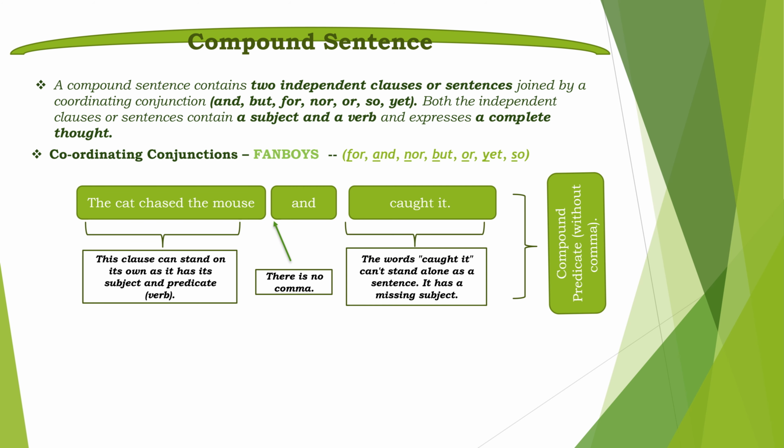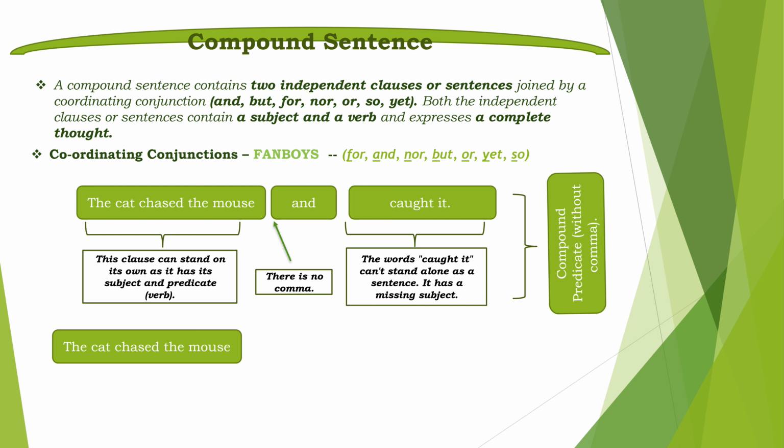So this is a good example of a compound predicate. That's why we haven't used a comma. In this sentence, we have combined two predicates, chased and caught. Let's have a look at another example.